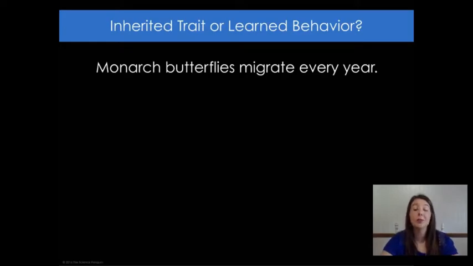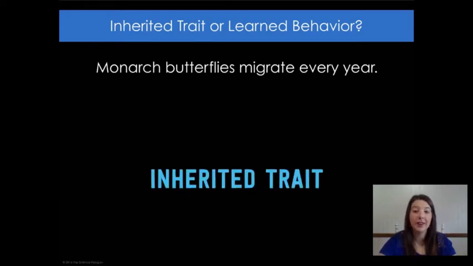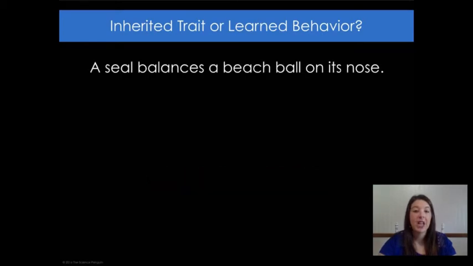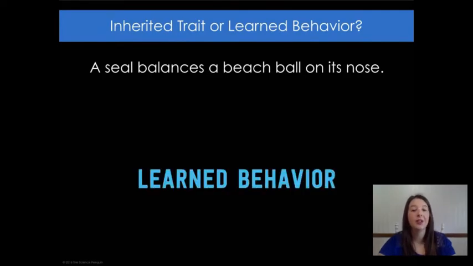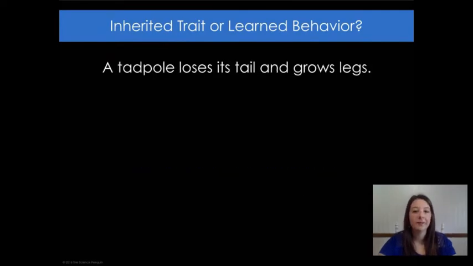So now we're going to practice. I'm going to read you an example statement, and you're going to decide if it is an inherited trait or a learned behavior. Monarch butterflies migrate every year. Inherited trait. Very good. A seal balances a beach ball on its nose. Learned behavior. It had to be taught.